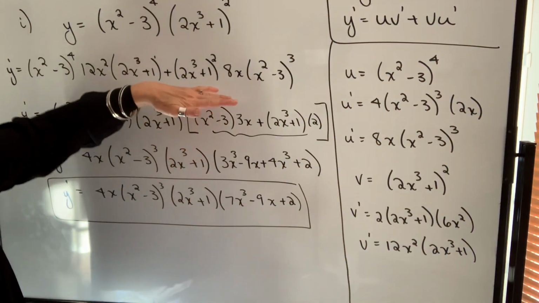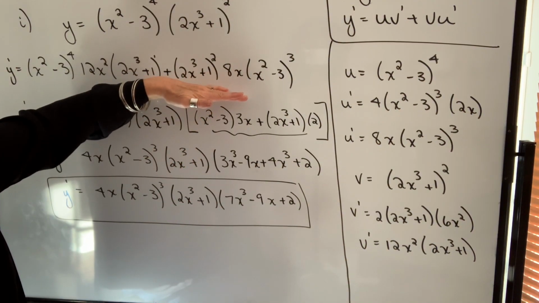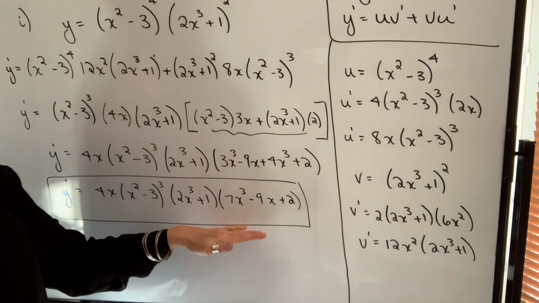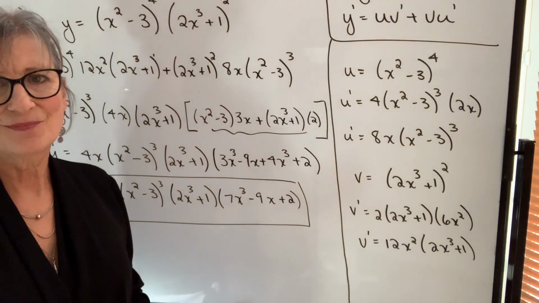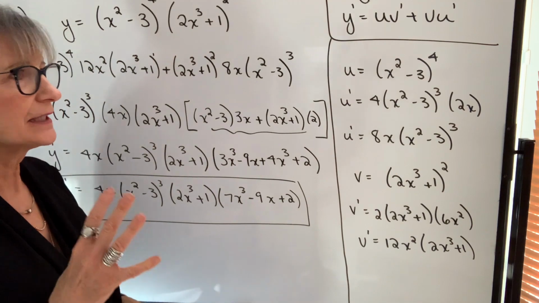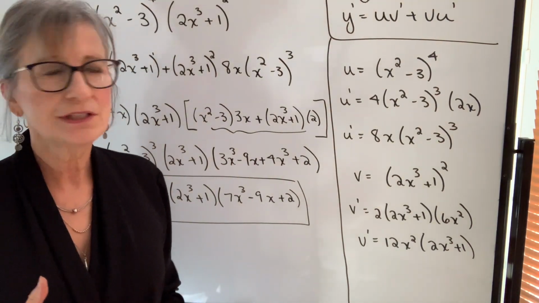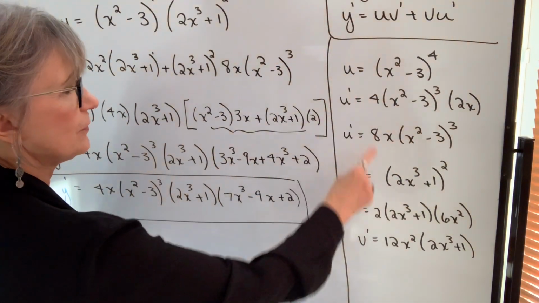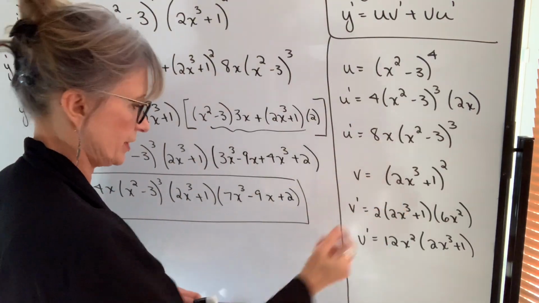So once you've completed the calculus part, you still have quite a bit of work left in order to simplify this. Let's take a look at an example with a quotient, and we'll use these same functions for u and v since we've already differentiated those.